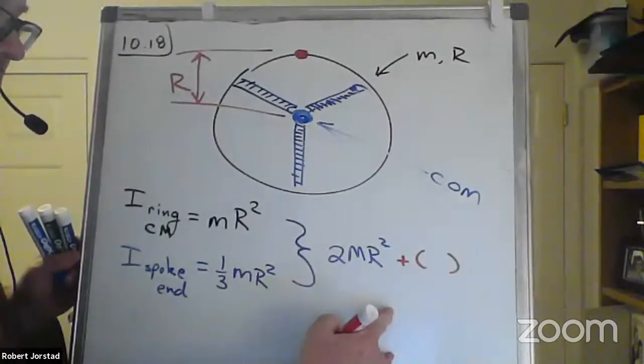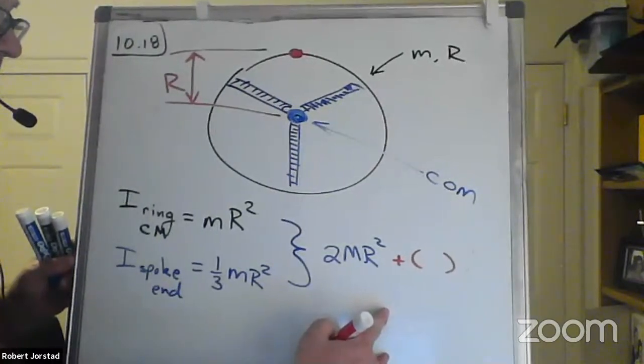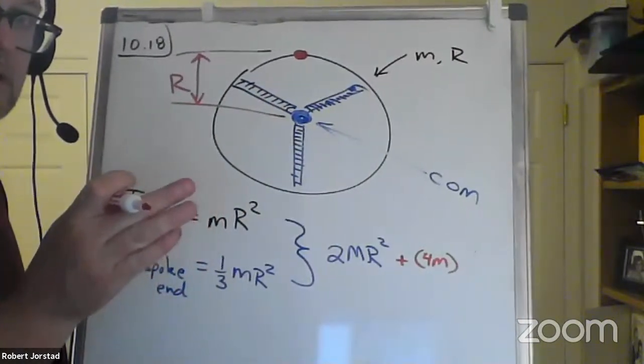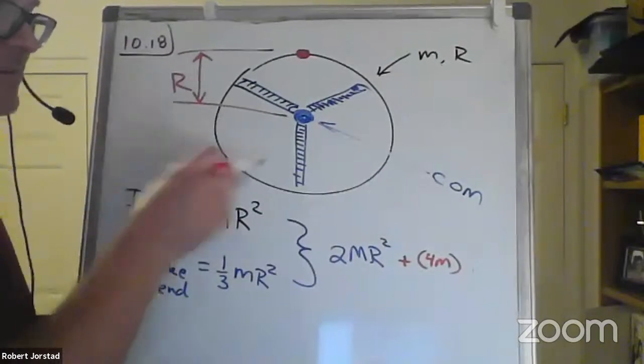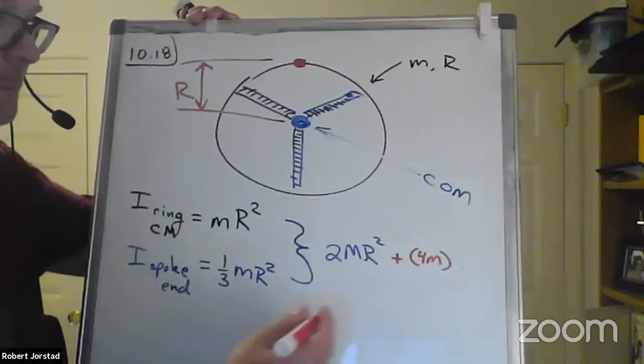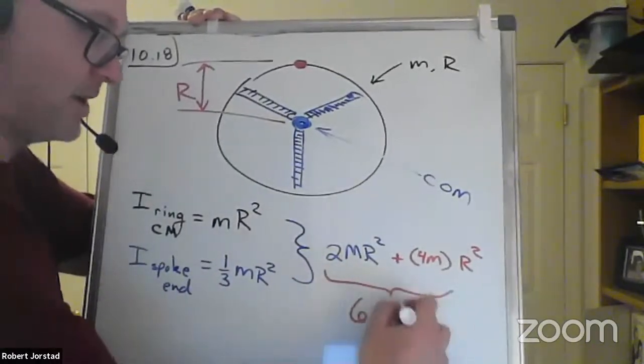Yes. And then what's the total mass? M. What's that? 4m. 1, 2, 3, 4 pieces that each have mass m. So each spoke has mass m. Yes. The problem said each spoke has mass m and the ring has mass m. This is a terrible design for a bicycle wheel, but so what? And then the distance it shifted is r squared. So the total is actually 6 mr squared.